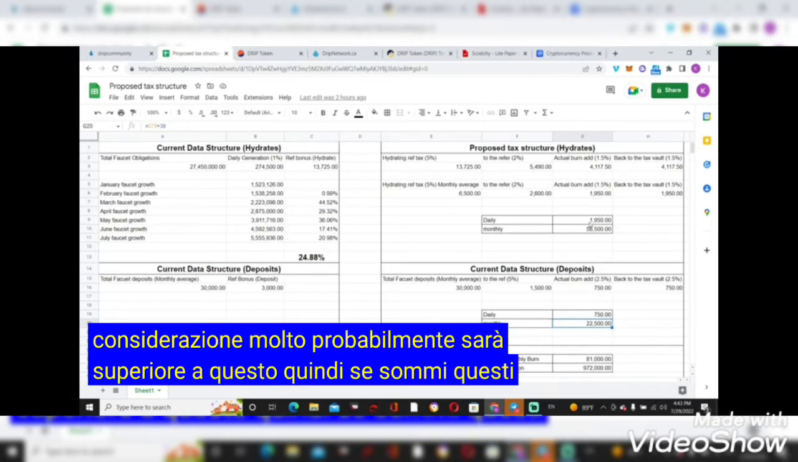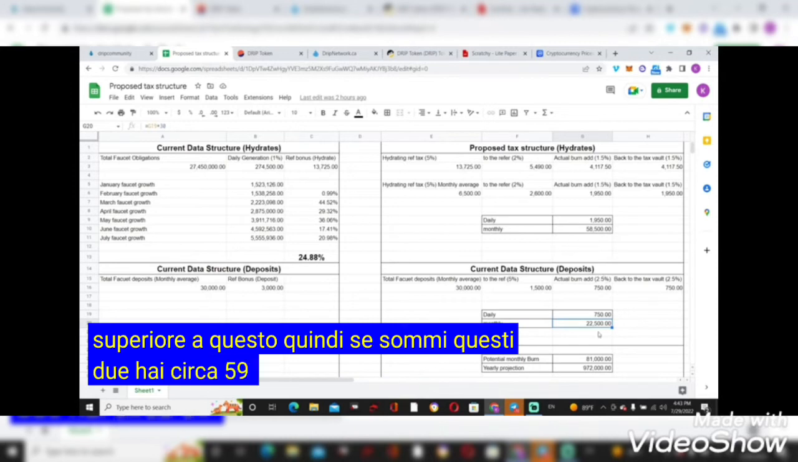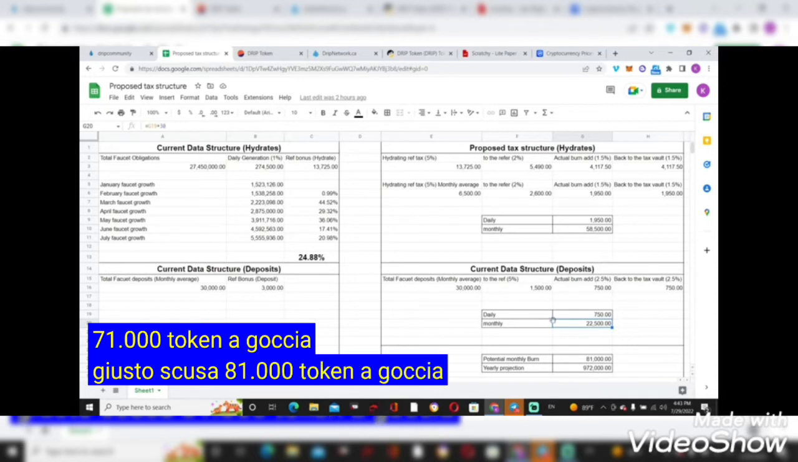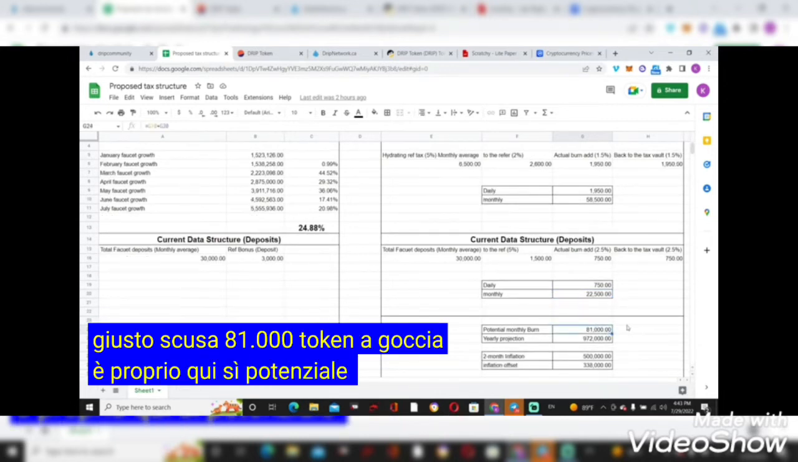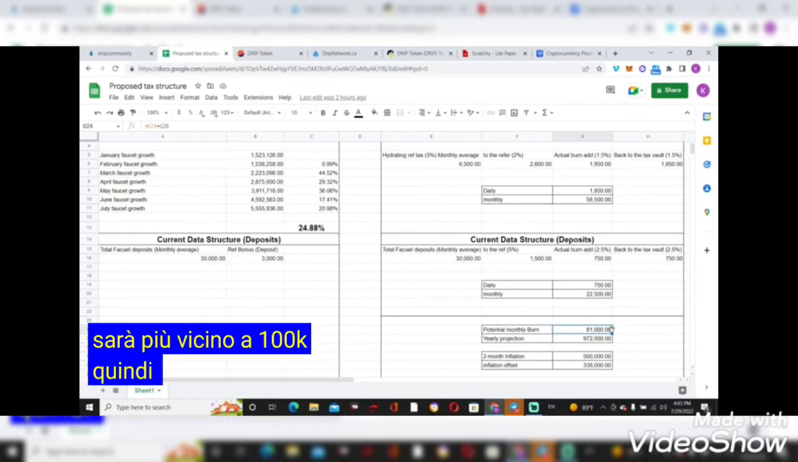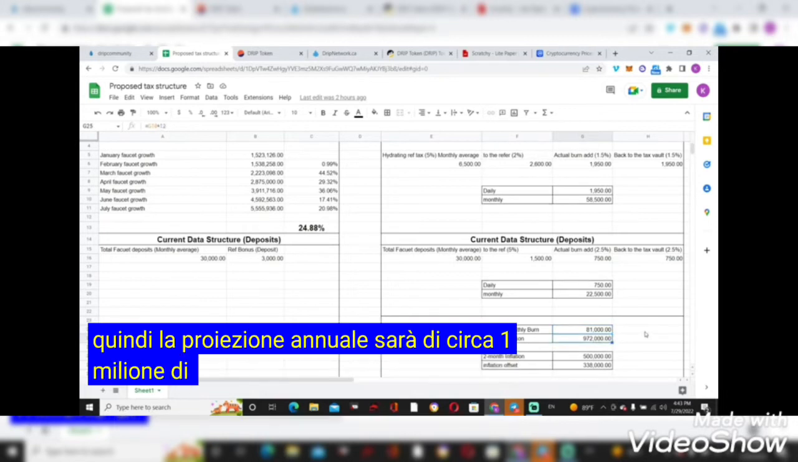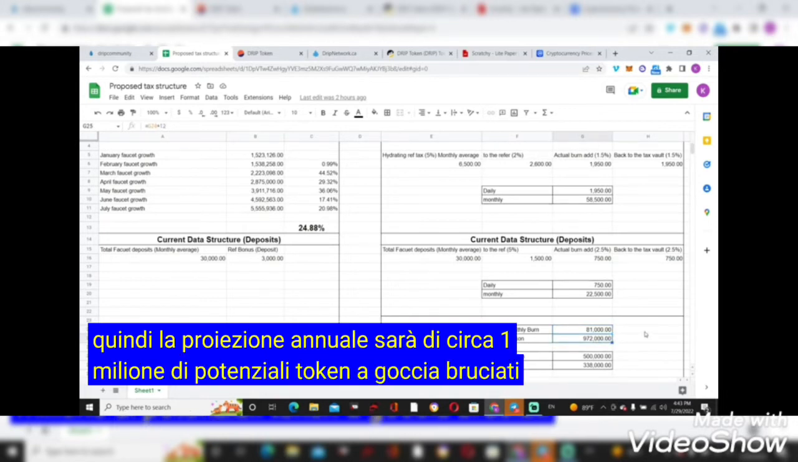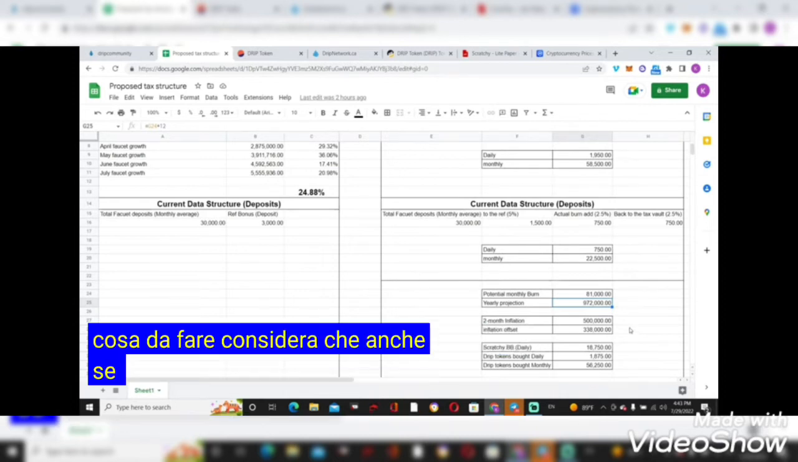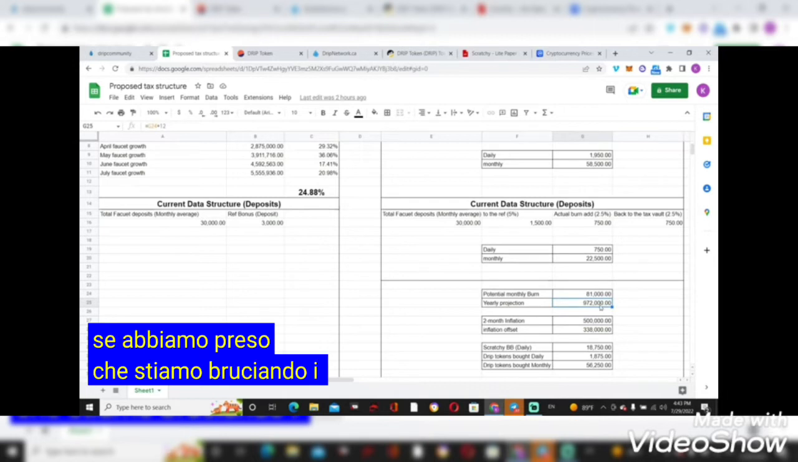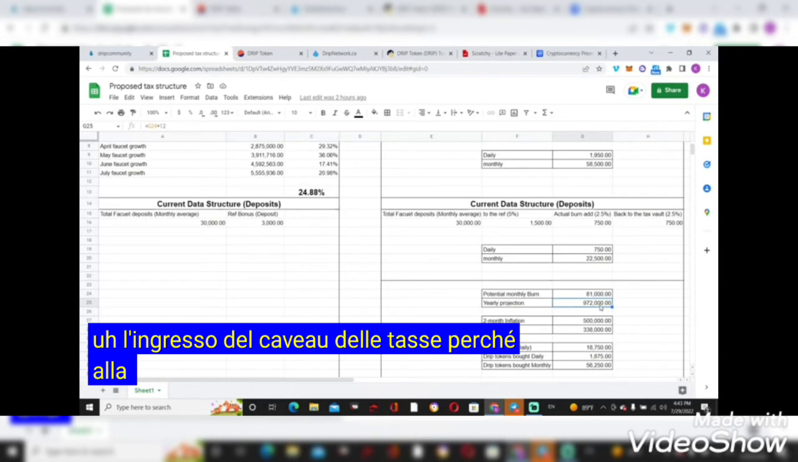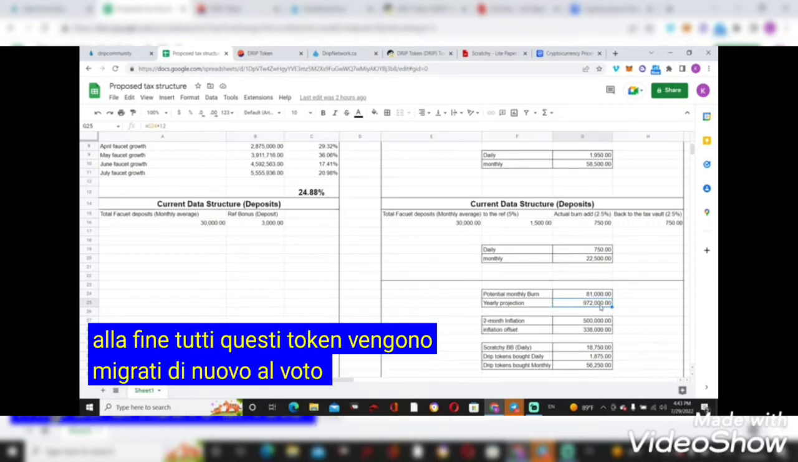So if you add these two up, you have about 5922. So that's 71,000 drip tokens, right? Sorry, 81,000 drip tokens. It's right here, potential burn, and most likely it will be more than that. It will be closer to 100k. So the yearly projection will be about 1 million potential drip tokens burned. Now, one thing to consider is that even though we are burning tokens, we are reducing the tax vault input, because eventually all of these tokens are migrated back to the tax vault, right?